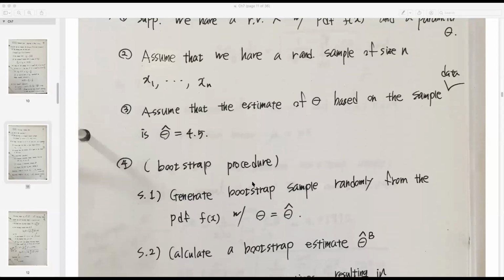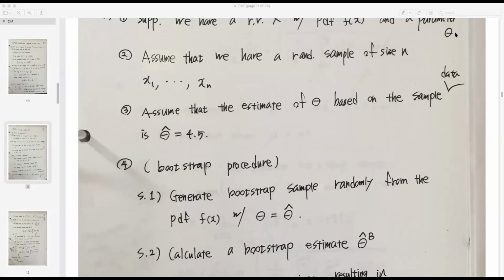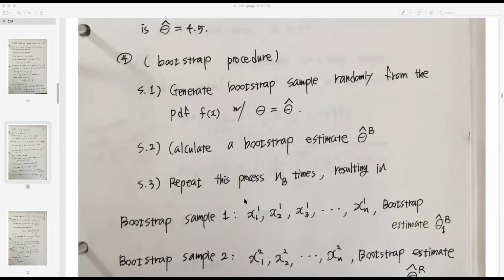And now here's the bootstrap procedure. Generate a bootstrap sample randomly from the PDF f of x with theta equal to theta hat. Since we do not know the parameter theta, we use the sample statistic theta hat, 4.5, which is the estimated theta. Using this PDF, we can generate the random sample, called the bootstrap sample, and calculate the bootstrap estimate theta hat star b. In step 3, repeat this process NB times.